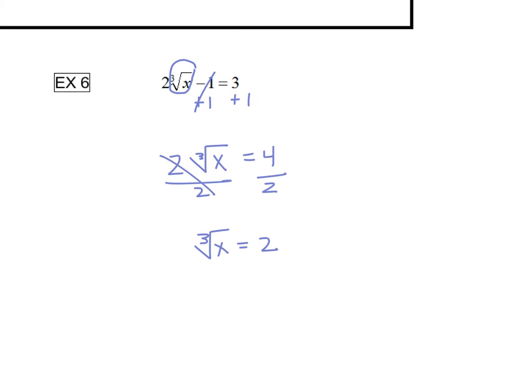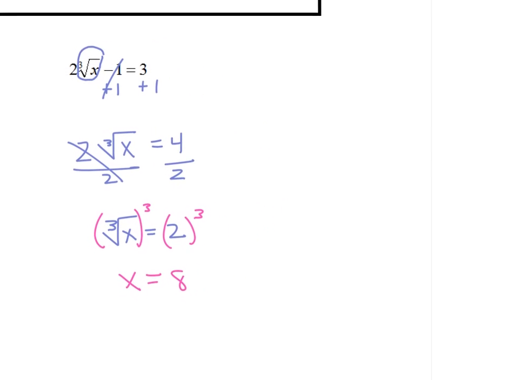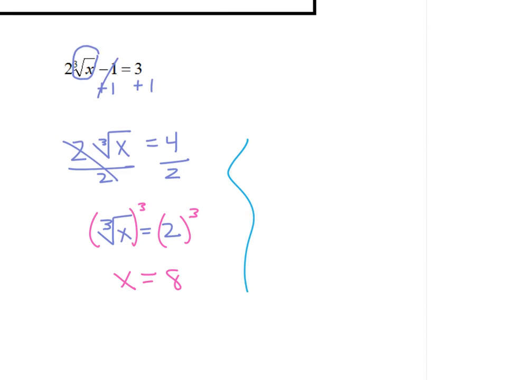And now that we have the cube root isolated, we can go ahead and cube both sides. Leaves us with x is equal to 8. So we got x equals 8, but we have to check it. So 2 times the cube root of 8 minus 1, we want to know, does that equal 3? So again, I'm not going to move any of these numbers over to the right side of the equal sign. A check means we just simplify each side separately and see if the two sides are equal.